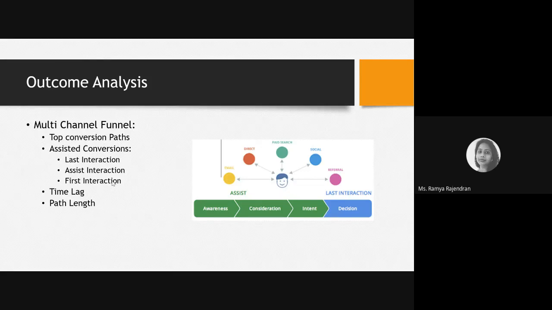So the next one is path length. It shows how long the sales cycle is, or how many interactions the user has before the conversion. I mentioned seeing the ad twice on social media, and then going direct. So here I have 3 steps.